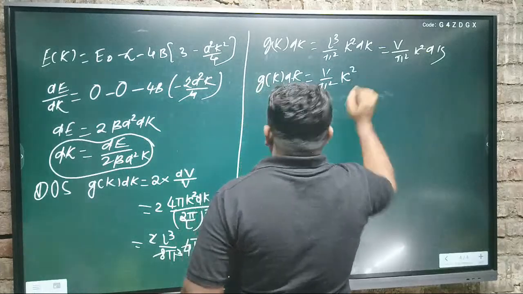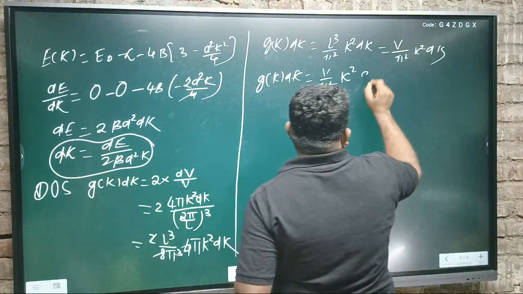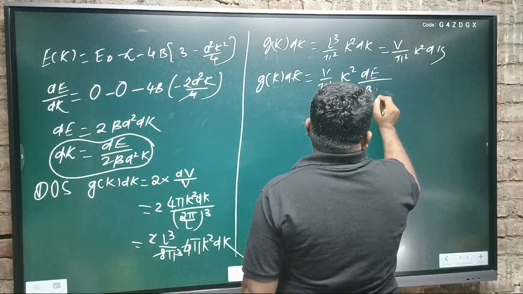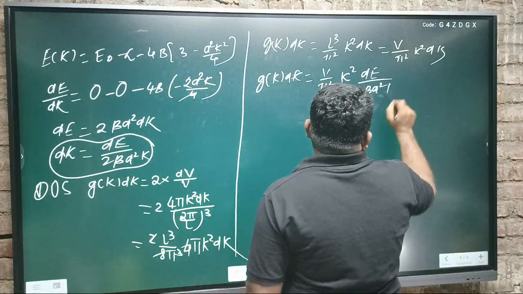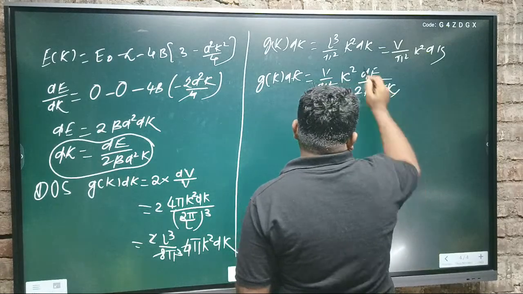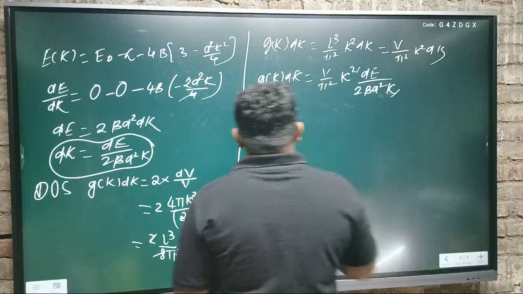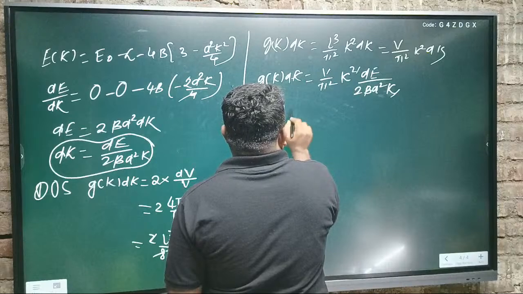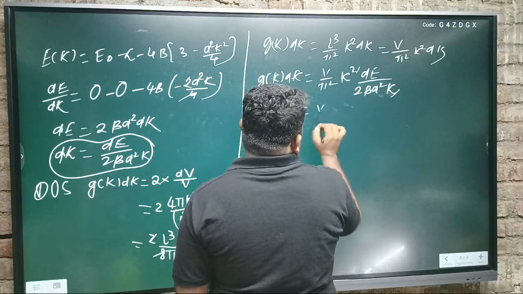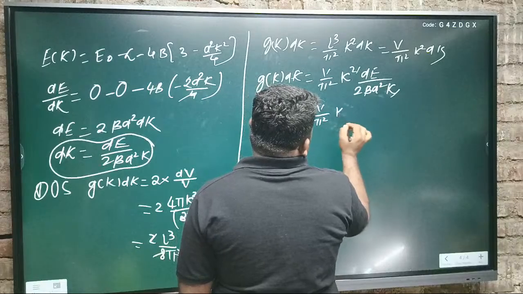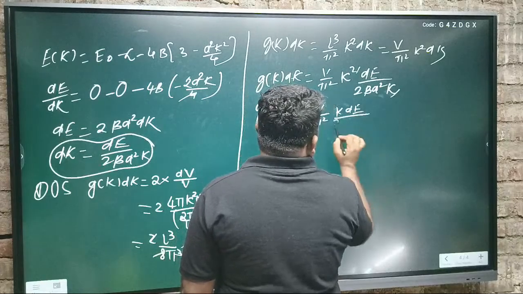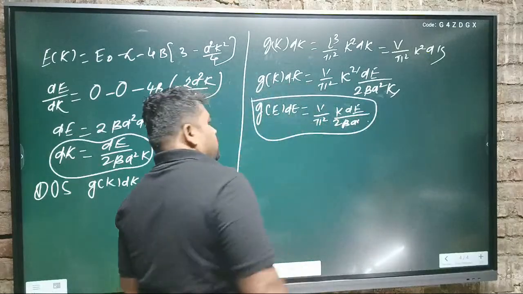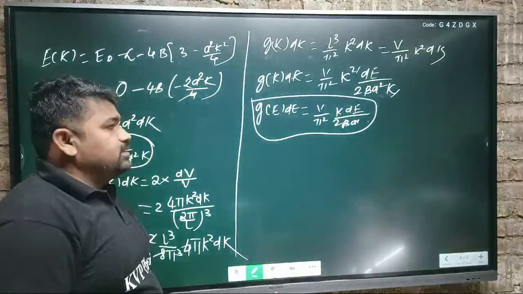k². What is the value of dk? dk is equal to dE upon 2βa² k, one k gets cancelled. Okay, means here we are getting g of E, since this is in the form of E, write down g of E dE is equal to V k dE upon π² 2βa². This is the number of states.